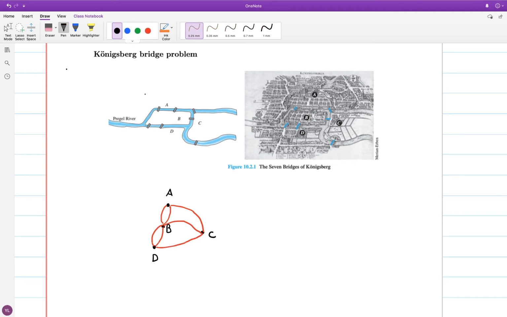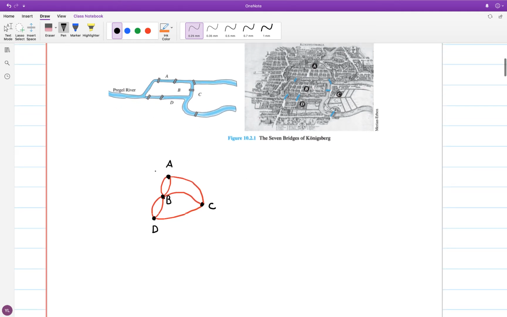So this graph is an abstraction of the city of Königsberg from the perspective of connections of land masses with bridges. And so there's something about this graph that makes it impossible to visit all of the bridges exactly once. And I don't know if it's apparent to you what the issue is here, but that's the type of thing that we're going to be studying in this section.